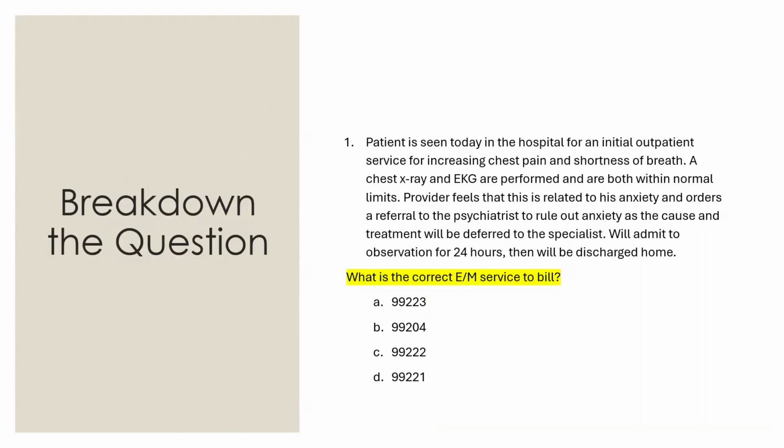Now we're going to go over a couple of examples on how to break these down when you're in the test itself. So, the first question is an evaluation and management service question. If you look at what the question is actually asking, it is asking for the correct E&M service to bill. So, the first thing you're going to look at is your multiple choice answers before proceeding to the case to review.